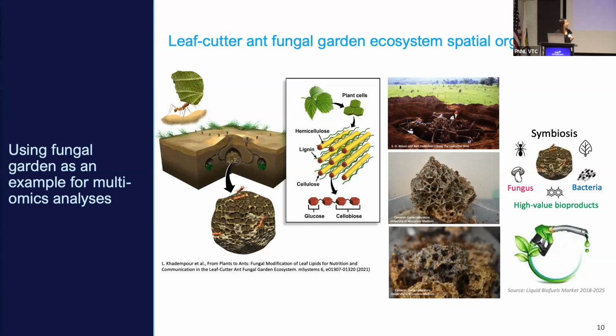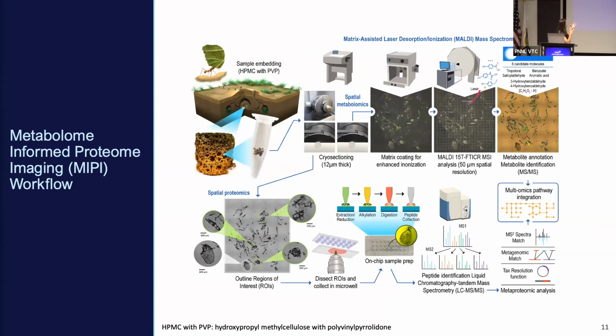That's why we use another spatial technique to profile the metabolome, and we came up with a workflow that is called the metabolome-informed proteome imaging workflow, where we use two complementary spatial techniques to profile metabolome and proteome in order to really see what is going on at that specific point in time at the spatial level in that tiny part of the garden. So we took a little part of the fungal garden, we embedded it and cryosectioned it. One section was used to profile the metabolome, to spatially resolve metabolites by using multi-mass spectrometry imaging techniques.